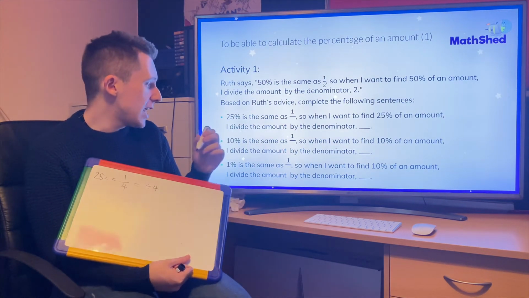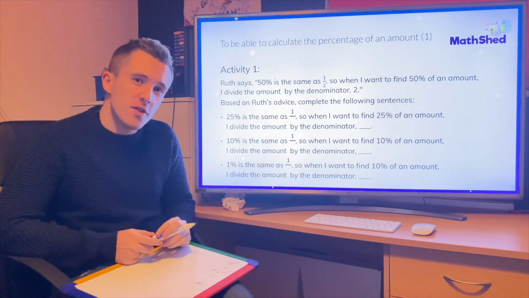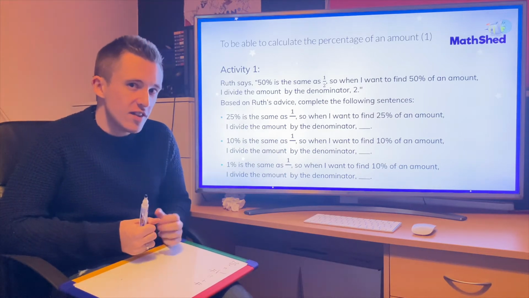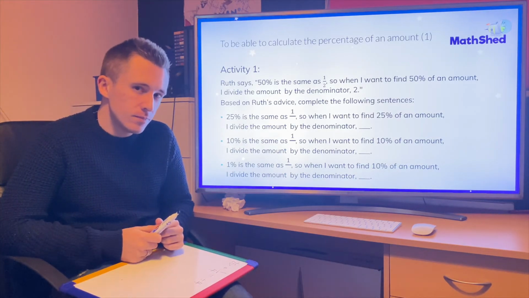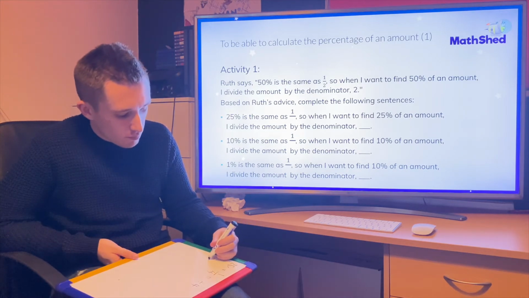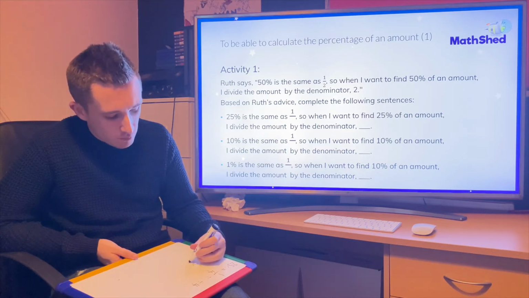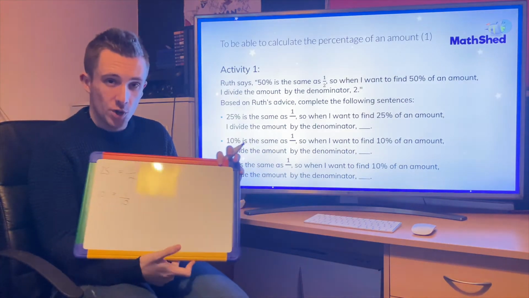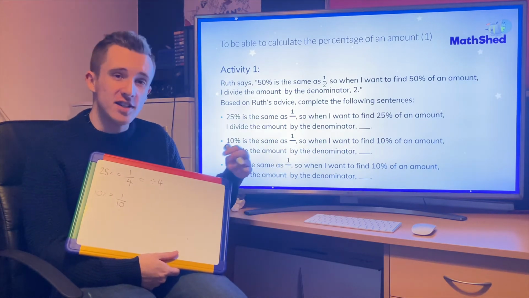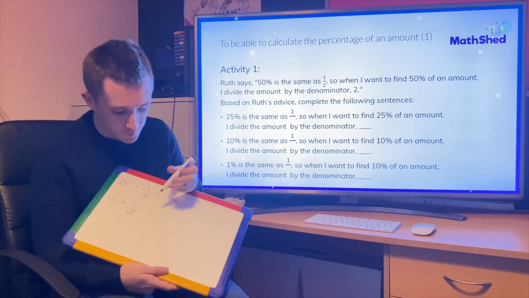Okay. The next one is 10%. Pause the video and see if you can work it out. What is 10% as a fraction? We did this last week. Okay, so 10% is equal to 1/10. If we follow the same rule, to find 10% of an amount, we would divide by 10.